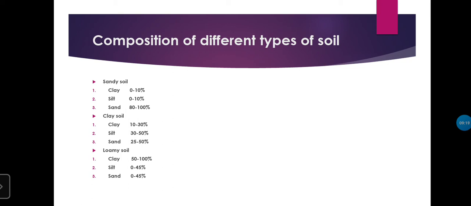Under loamy soil, clay is 50 to 100%, silt 0 to 45%, and sand 0 to 45%. What is the more abundant particle in loamy soil? That is clay, 50 to 100%.